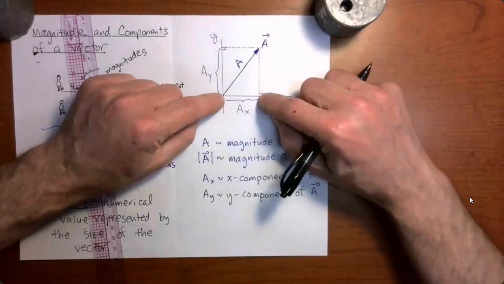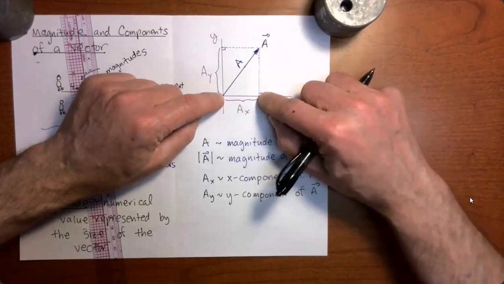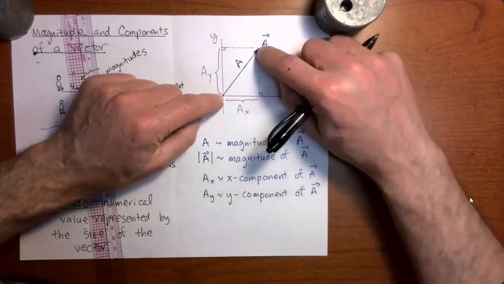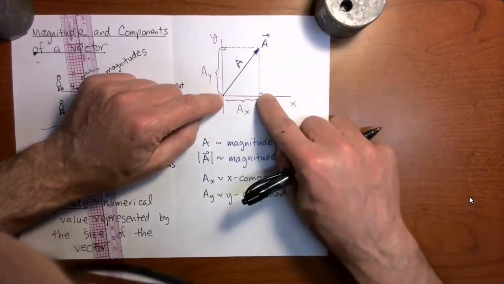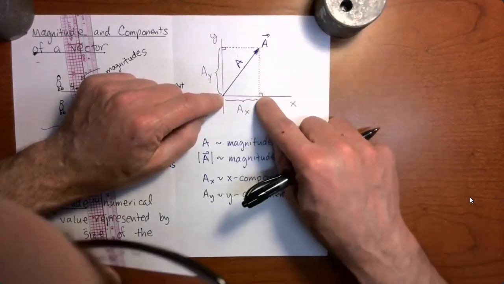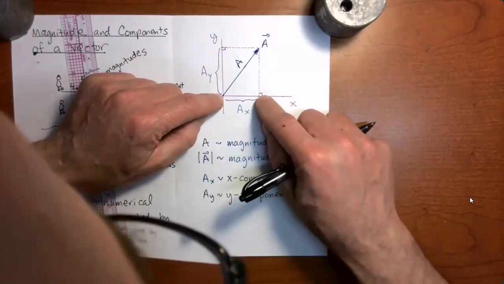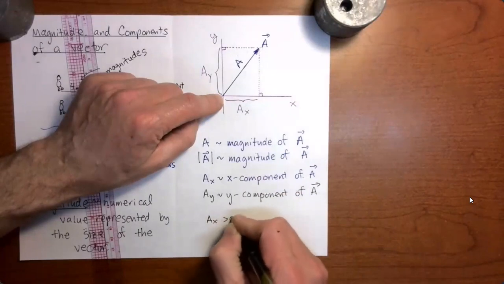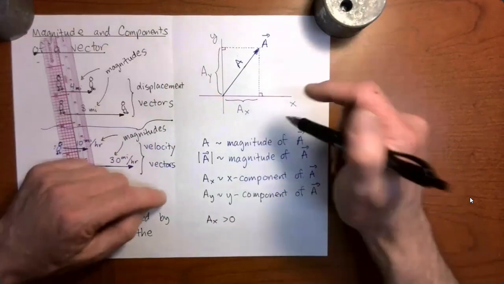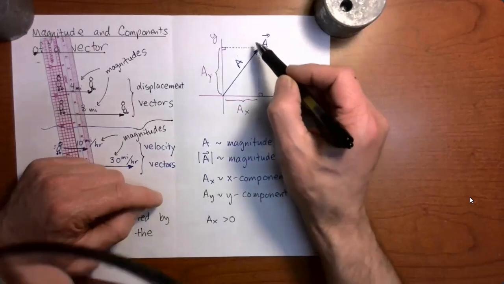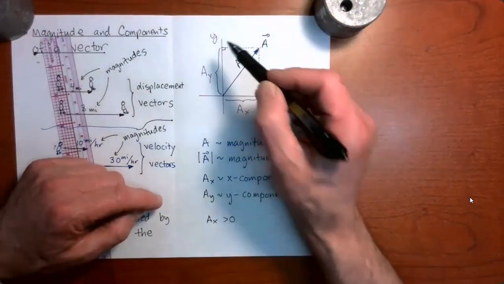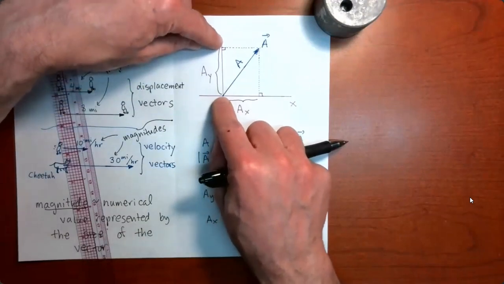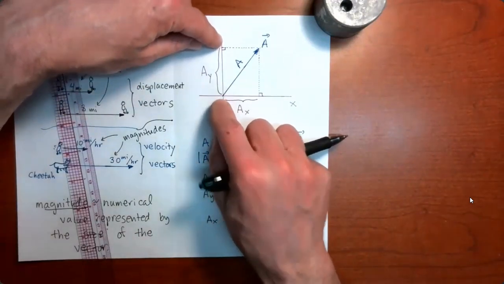Now, the components of a vector can have signs. They can be either positive or negative. In this case, when we started at the tip of A and dropped the perpendicular onto the x-axis to form the x component, we landed on the positive x-axis. So in this case, the x component of vector A is positive. Similarly, when I started at the tip of vector A and dropped the perpendicular onto the y-axis, I landed on the positive y-axis. So here, the y component of vector A is also positive.